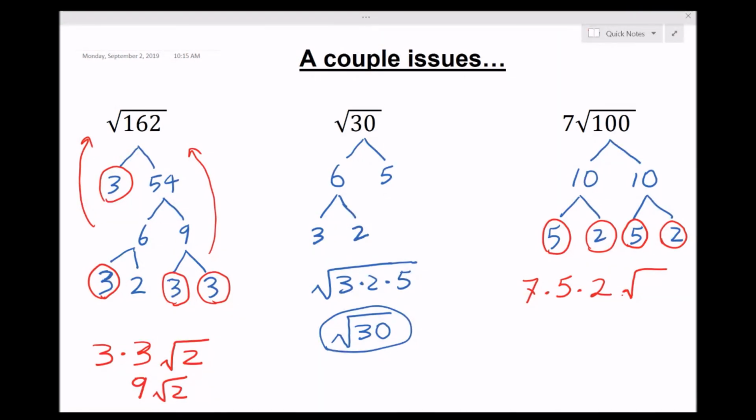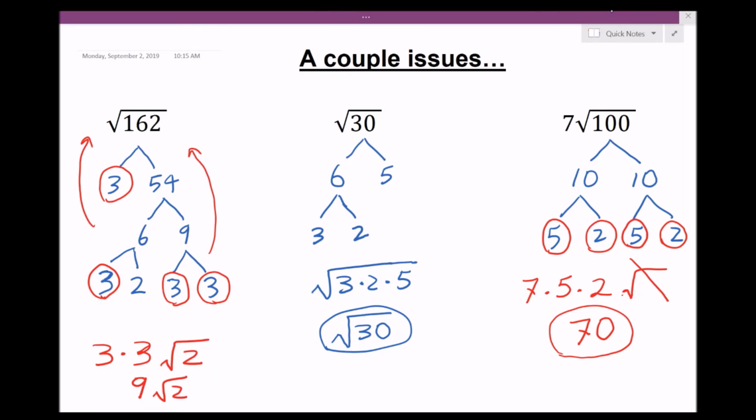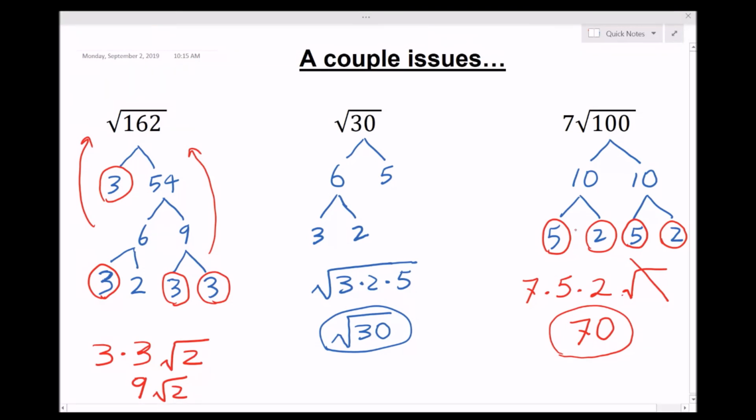So you multiply these numbers out here. 7 times 5 times 2 is 70. And if you have a square root with nothing left over, it just goes away. So your final answer is a clean integer in this case. From the start, some of you may have thought, well, square root of 100 is just 10. That's another shortcut. If all your pairs come out, that means your starting number was a perfect square already. So you could just do square root of 100, that's 10, times 7 to get 70.